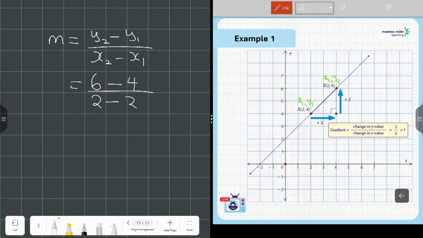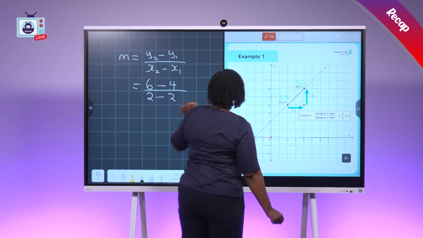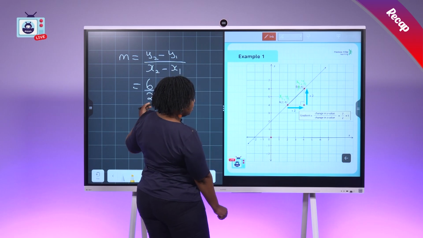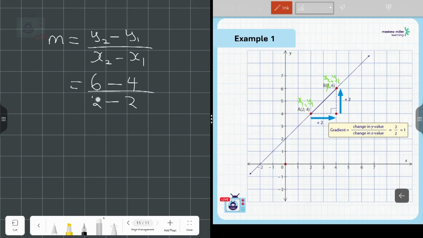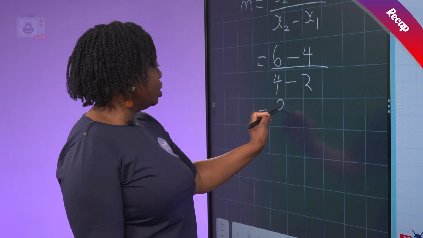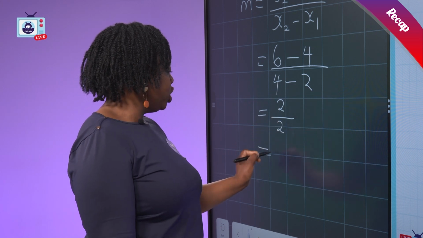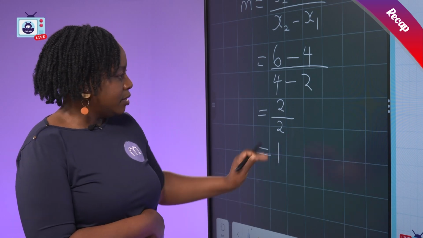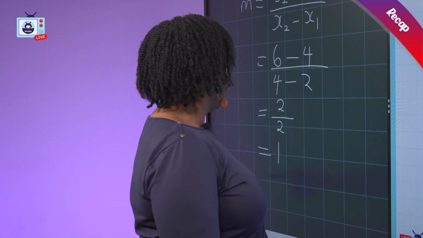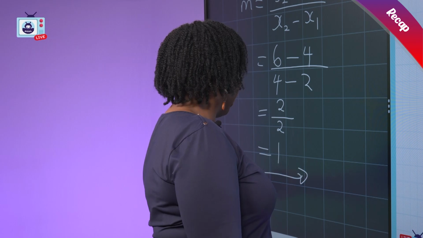Okay. Let's see. Our x value is 2 there, and our x value there is 4. Right, so x2 is going to be 4. And that will be 6 minus 4. It's going to give us a 2. And 4 minus 2 is going to give us a 2, which means that our gradient is going to be 1. Right.